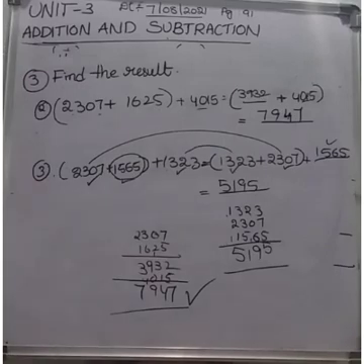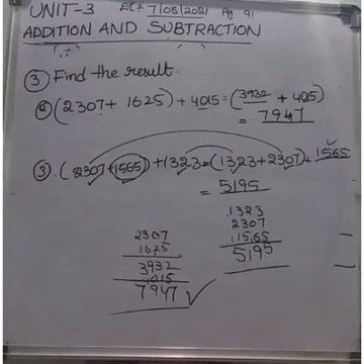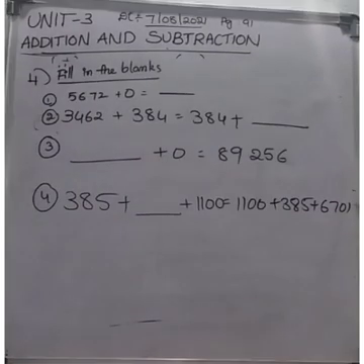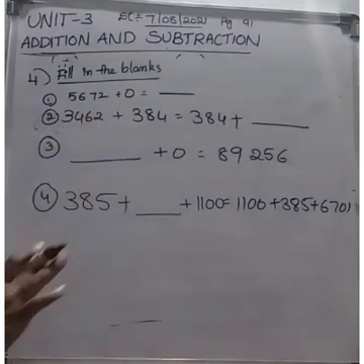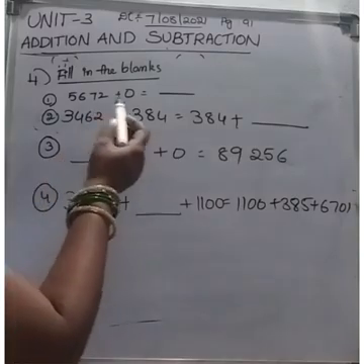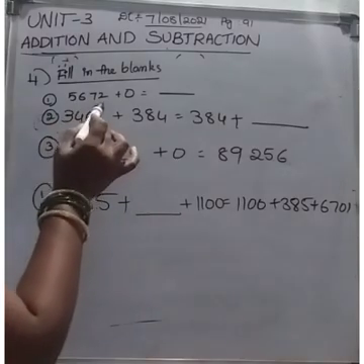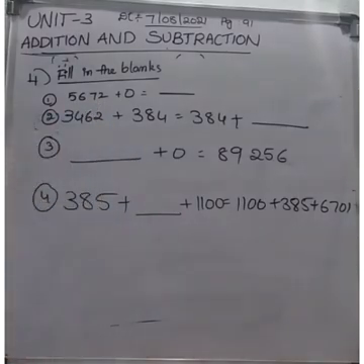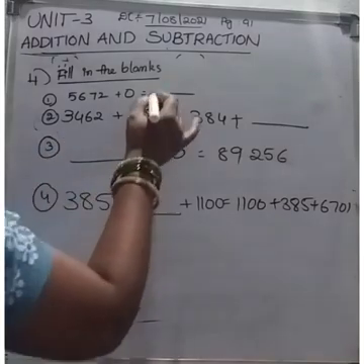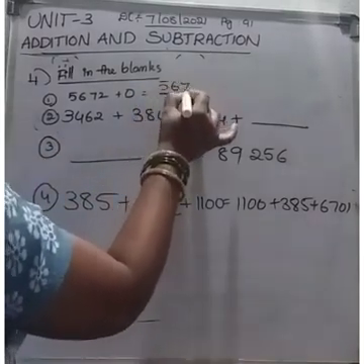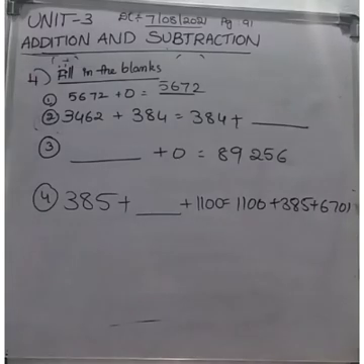Next, fill in the blanks in each of the following. First one, 5672 plus 0. When we add 0 to any number, we have to get the same number. So 5672 plus 0 is equal to 5672 only.